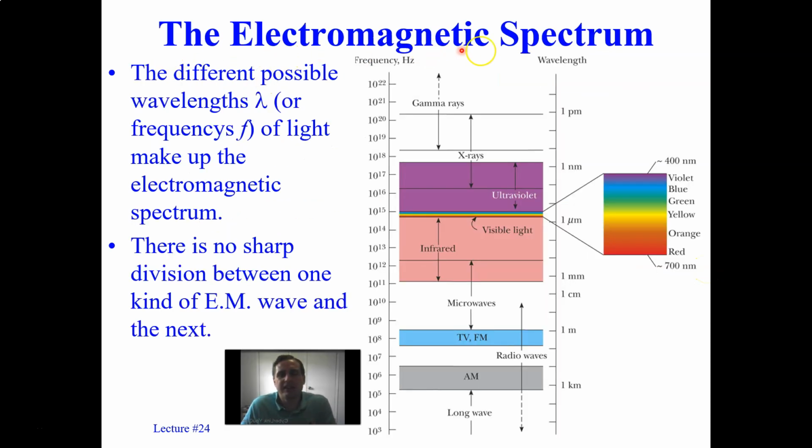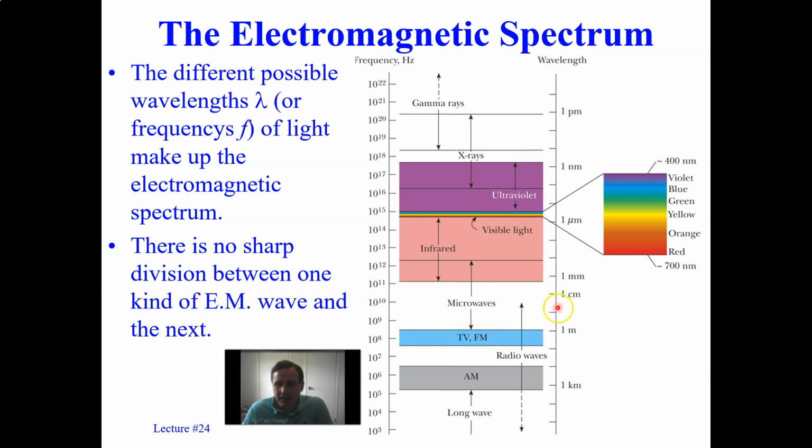So now let's discuss the electromagnetic spectrum. If we understand that electromagnetic waves have lots of different wavelengths and frequencies, we know that wavelength times frequency for any electromagnetic wave should equal the speed of light. But notice that not a lot of electromagnetic radiation we can see. In fact, the majority of it by far is invisible to our eyes. Our eyes can only see a very narrow band of frequencies or wavelengths. So the different possible wavelengths, that's lambda, or frequencies, that's f, of light make up the electromagnetic spectrum. And there's no sharp division between one kind of EM wave and the next.